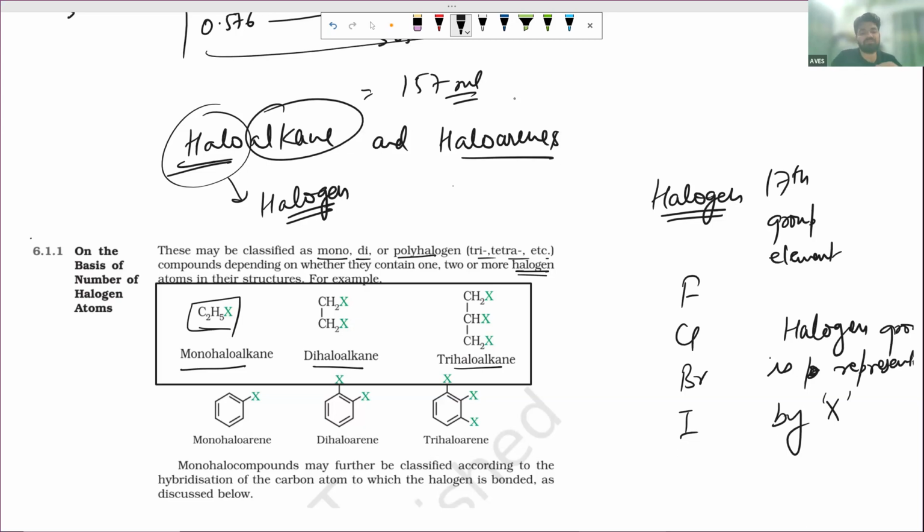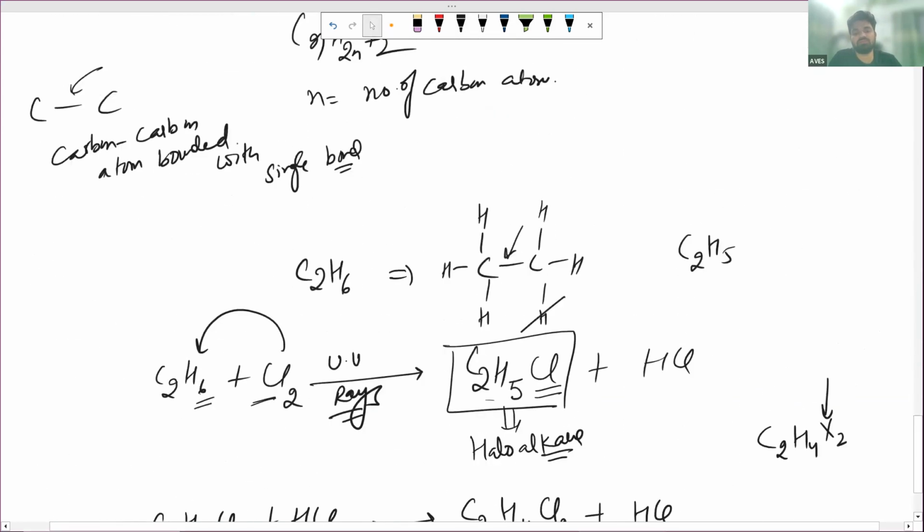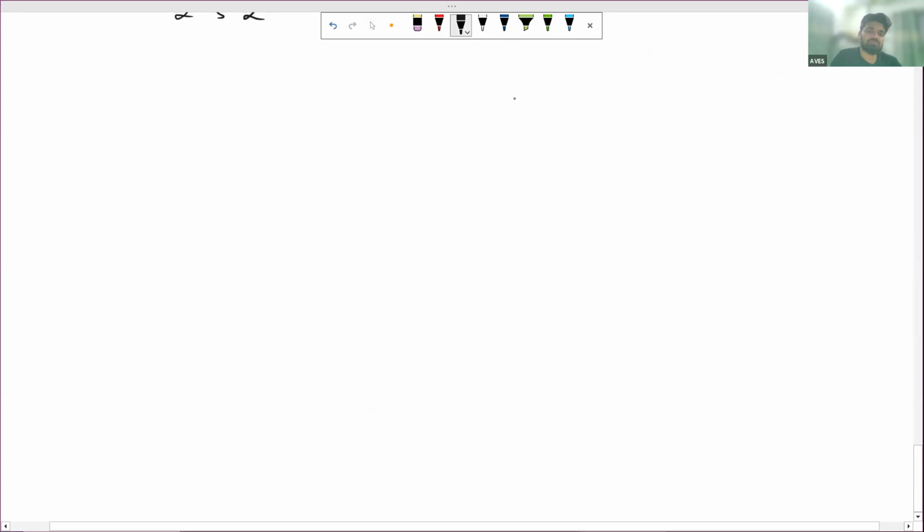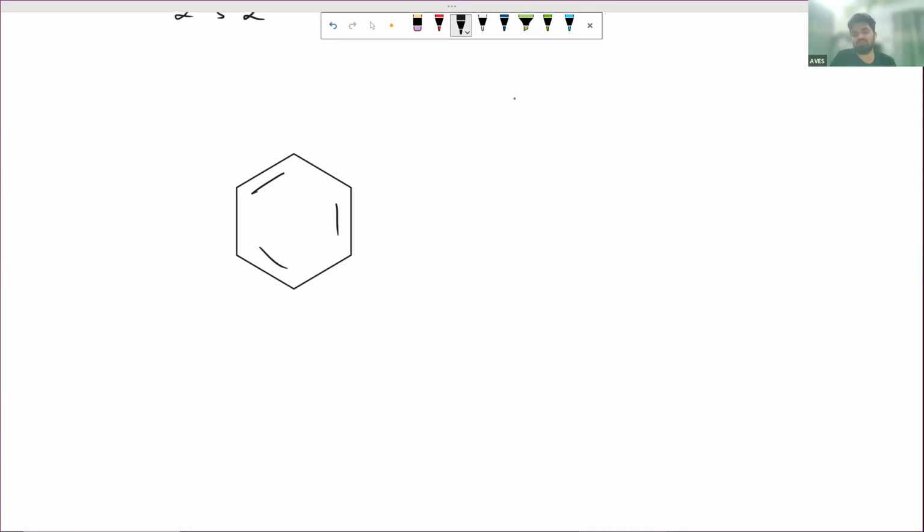Okay. Now moving to the next part. What is haloarenes? You know that arenes are generally those compounds containing a benzene ring. Like for example, this one is containing a benzene ring. You know this is benzene ring. Actually, the shape of this one is, it is also containing hydrogen atoms.